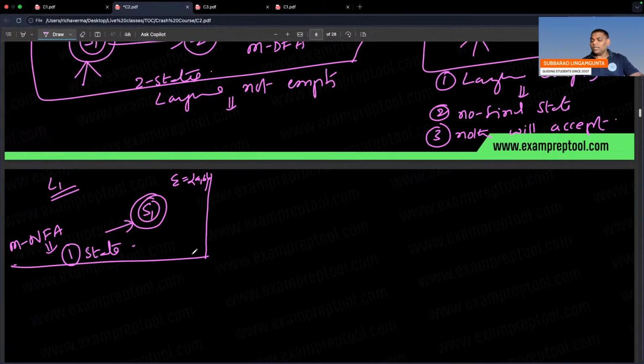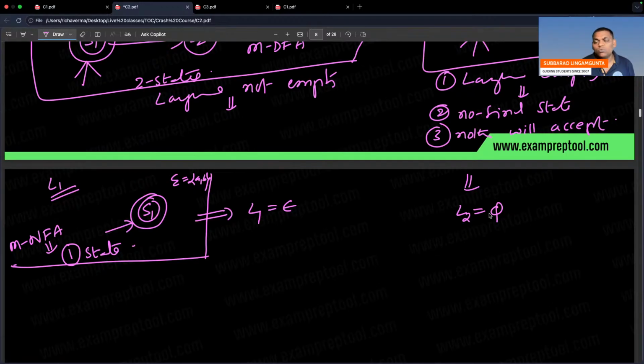Some people are asking, sir, for L1, what is the regular expression, sir? Only one string, right? What is the regular expression? That itself. L1 is equal to epsilon. Sir, for L2, what is the regular expression, sir? Only one, right? Nothing. Why? What is there in that? When more are coming, how to represent the regular expression?